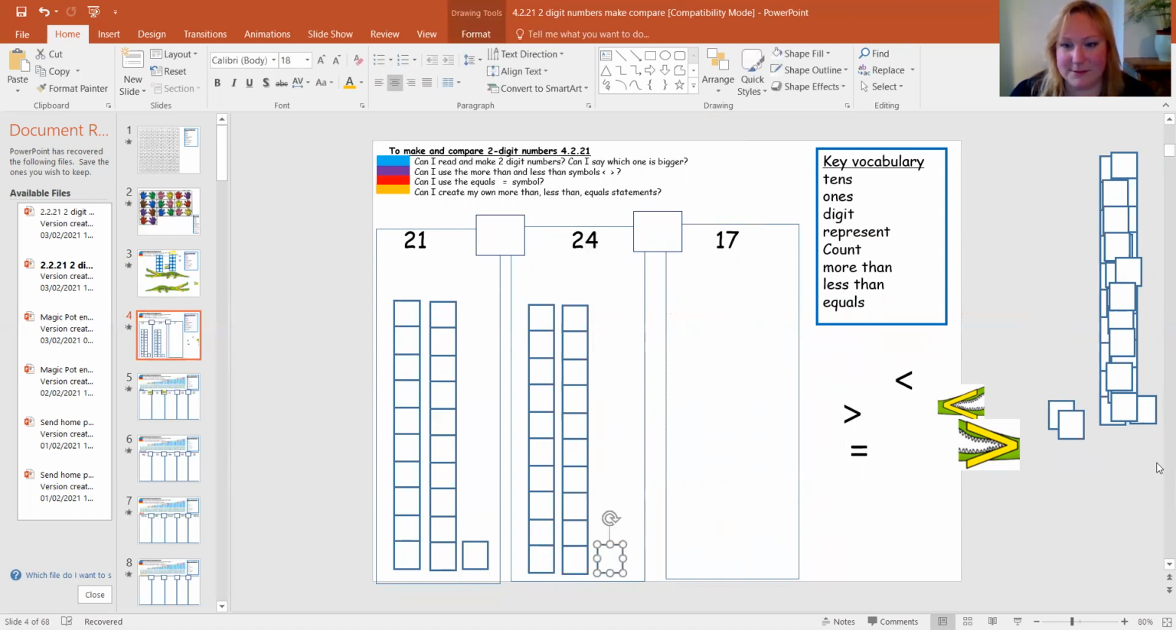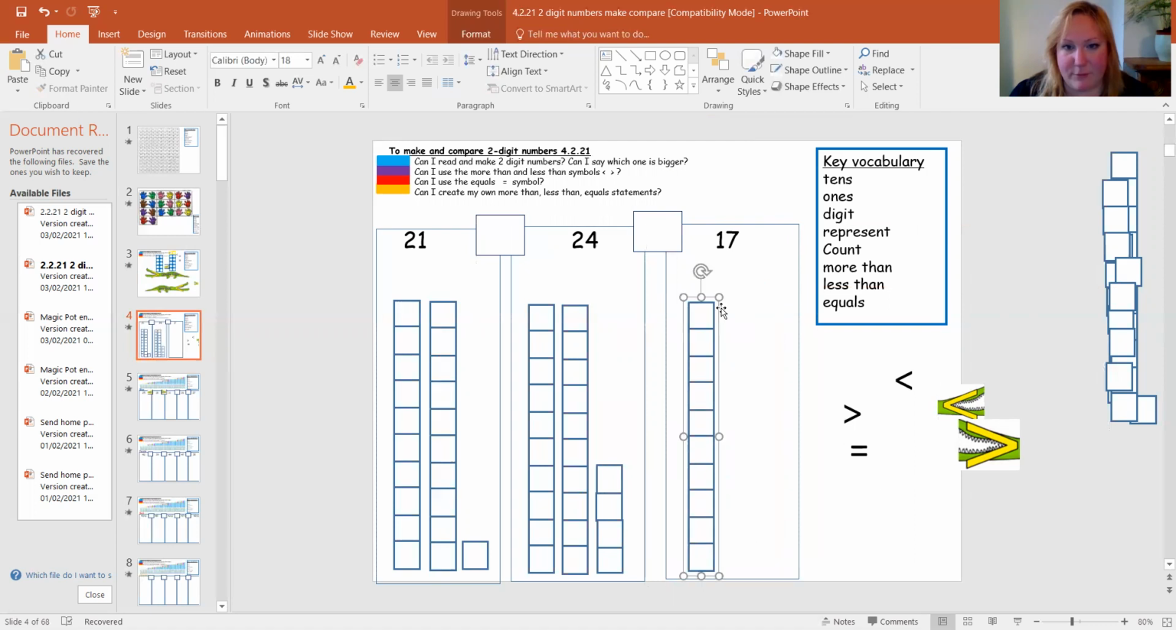One, two, three, four. Excellent. Oh, I can already see which of these is bigger and which is smaller. Now let's make the last number, 17. One ten. How many ones? Seven ones.